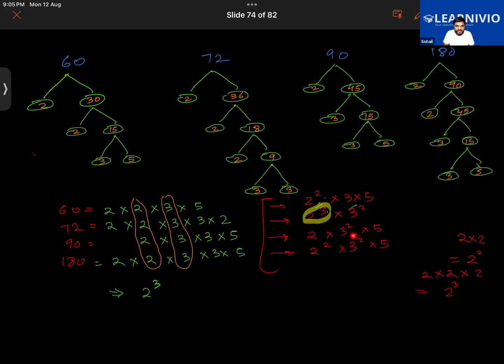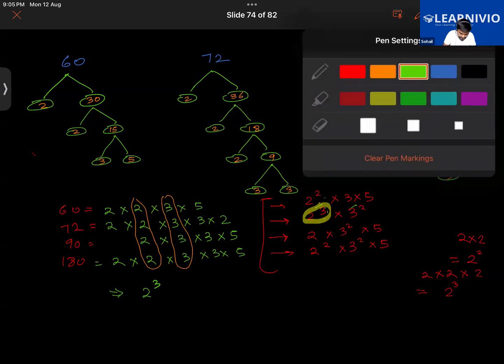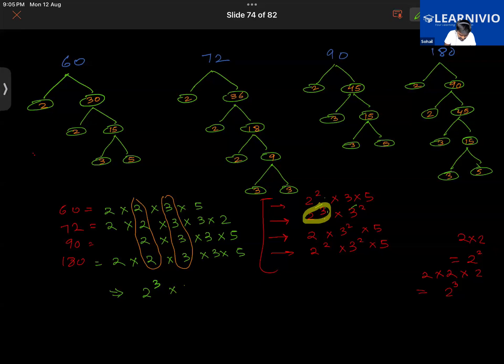For the next number 3, we are going to take the 3 which has the highest power. Look at all the 3s. This is 3 square, this is 3 square, this is 3 square, and this is 3. Since all of them have the same power except for this 3, just take any one of them. Let us just take 3 square. Getting it now? And we have ignored this 3. Getting it so far? Yes.